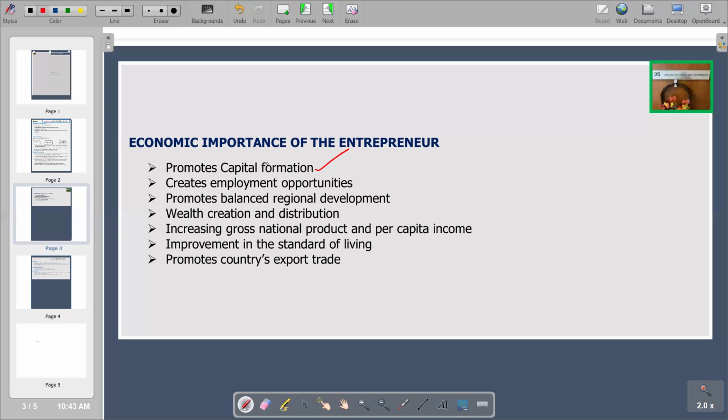Then we'll move on to the second point. Remember, entrepreneurs are individuals starting to operate businesses, so obviously they are going to accommodate workers in those businesses. By accommodating those workers, they are creating employment, which is going to reduce part of the macroeconomic problems. Remember, the macroeconomic problem of unemployment will be reduced. That easing is a benefit to the economy.